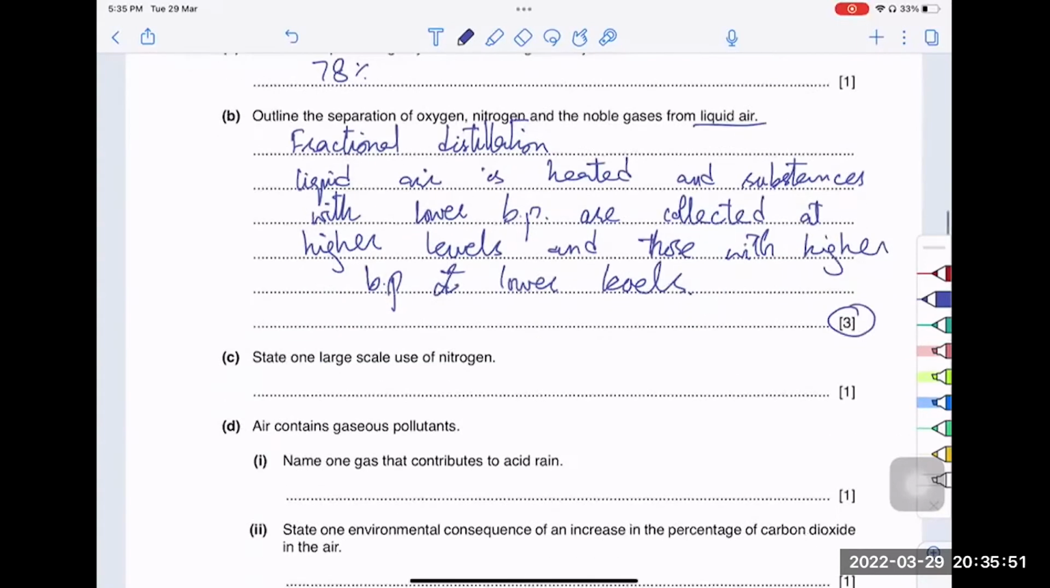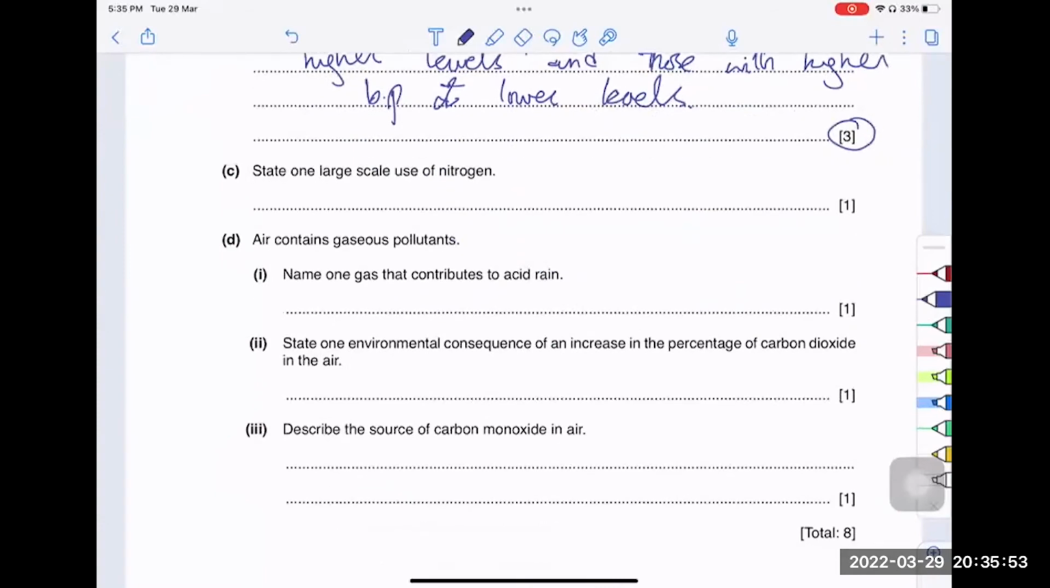It's a 3-mark question. State 1 large scale use of nitrogen. Nitrogen is used to make ammonia. Ammonia is used to make fertilizers. So you can write both of them. You can say it's used to make ammonia, or you can say used to make fertilizers.